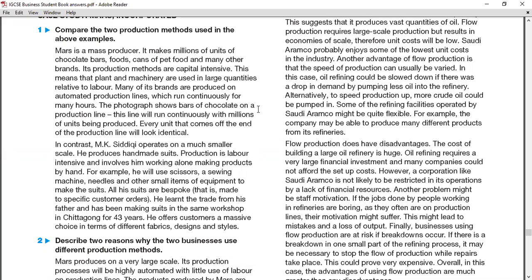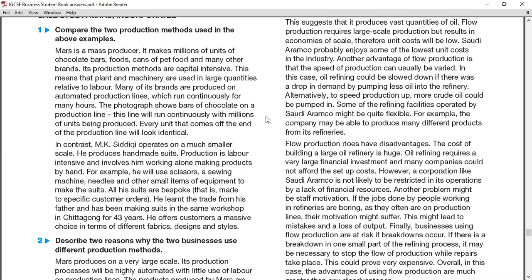Most machines are used instead of labor because it's not handmade chocolate. Everything comes from machines. So many brands are using automated production lines that run continuously for many hours. The photograph shows bars of chocolate on a production line. This line will run continuously with millions of units being produced. Every unit that comes off the production line will look identical.